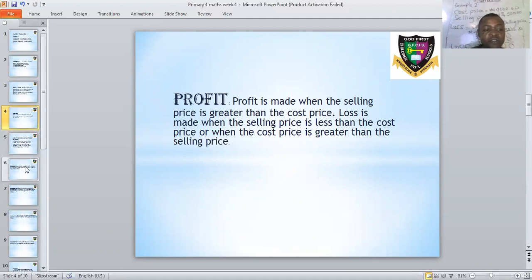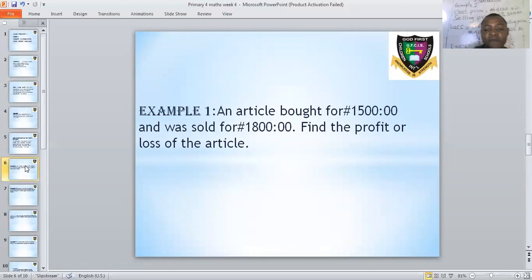Now let's go to this question again for better understanding. An article bought for 1,500 naira and was sold for 1,800 naira. Find the profit or loss of that article. Here, the cost price is 1,500 naira, and the selling price is 1,800 naira. The selling price is more than the cost price, which means we are making a profit.